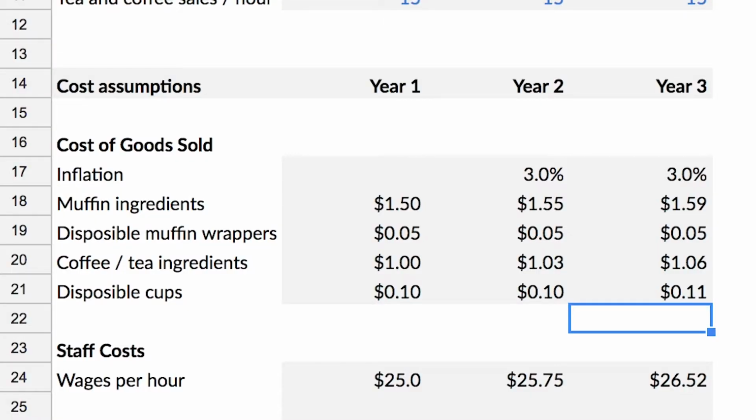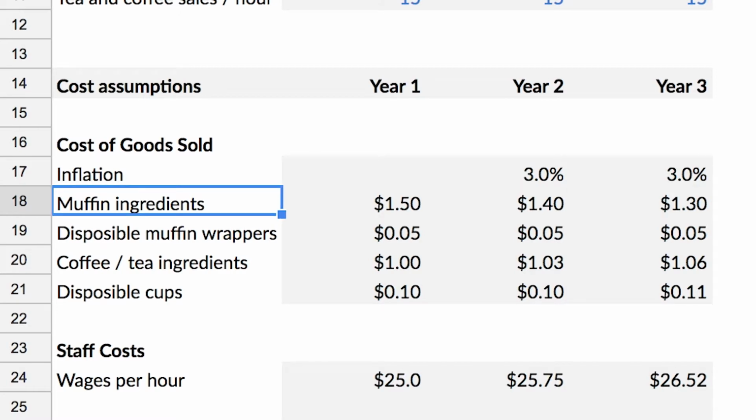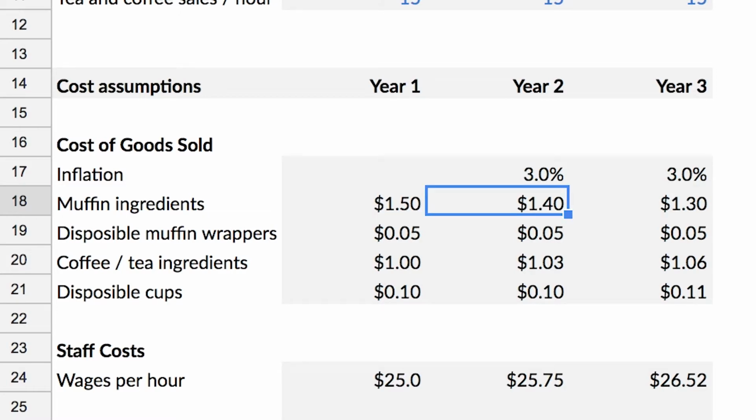So in theory, because we're buying the ingredients in more bulk and we're selling more muffins, we might think that instead of costing us $1.50 a muffin, with our reduced cost because of the greater volume, it'll cost us $1.40 in year two and $1.30 in year three. And we're not explicitly taking into account an inflation factor, because sometimes you can't be that precise, right? We don't know exactly what the costs will be. We're making an assumption. So it's kind of silly to gross up an assumption by 3%.